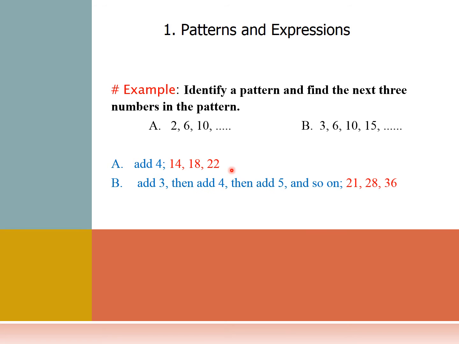For number 2: 3, 6, so add 3 to the first term, 3 plus 3 is equal to 6, then add 4, 6 plus 4 is 10, add 5, 10 plus 5 is 15. Now add 6, 15 plus 6 is 21, add 7, 21 plus 7 is 28, then add 8, 28 plus 8 is equal to 36. So add 3, then add 4, then add 5, and so on.